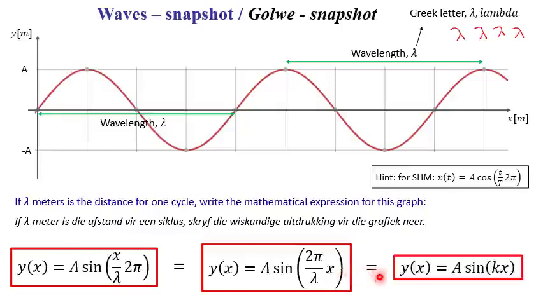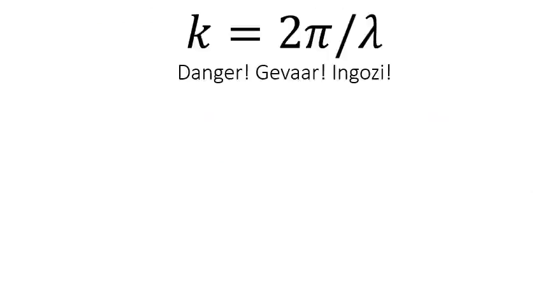And I'm going to write it now in even more compact form. I'm going to write it as y = sin(kx), where k is called the wave number and is simply equal to 2π/λ. k is a shorthand way of writing 2π over lambda. So k is called the wave number and it's equal to 2π/λ, but please, danger, gevaar, pas op, ingozi.